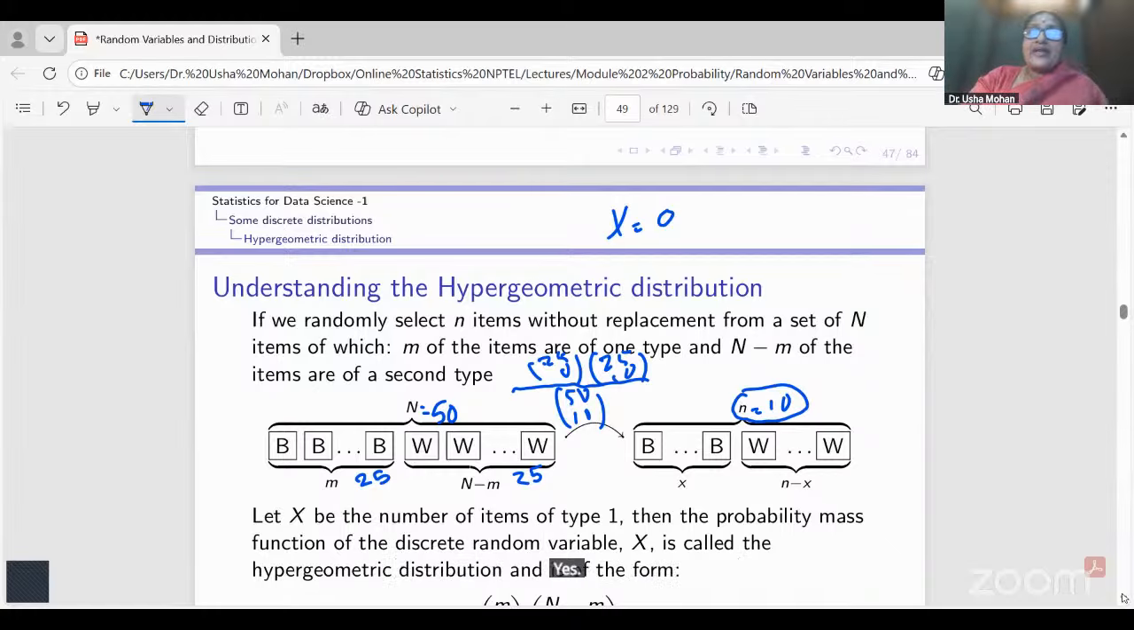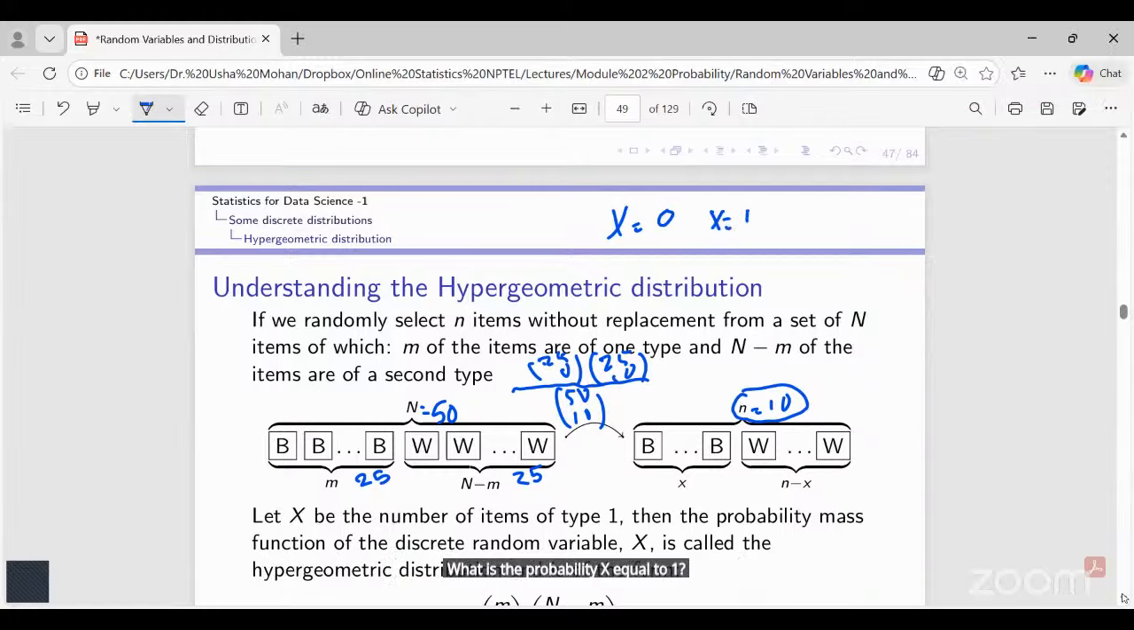What is the probability X equal to 1? 25C1 into 25C9. And what would be the denominator? 50C10. Is that clear? Yes.